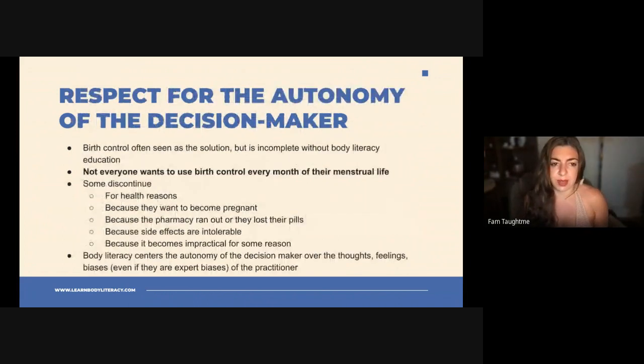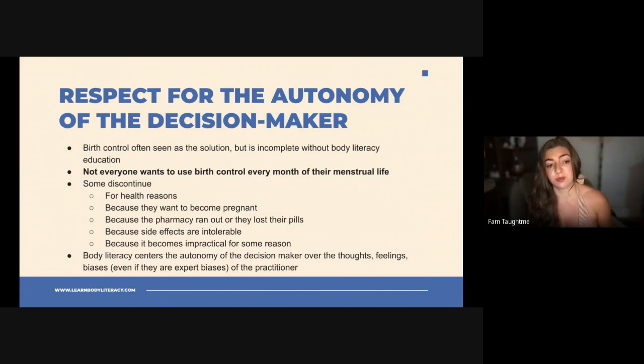And then respect for the autonomy of the decision maker. Birth control is often seen as a solution, but it's actually rather incomplete without body literacy. Not everyone is going to want to use birth control for every single month of their menstrual life. Some people discontinue for various reasons. These are just a few of them. And what's cool about body literacy is that it really centers the autonomy of the decision maker. It centers them over the thoughts, feelings, and biases of the practitioner. So that's really important to note as well.